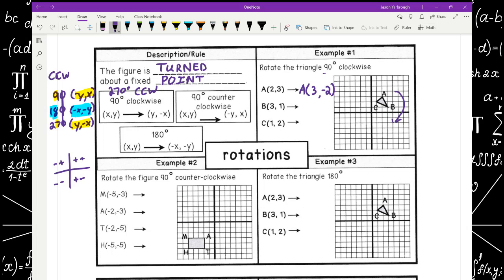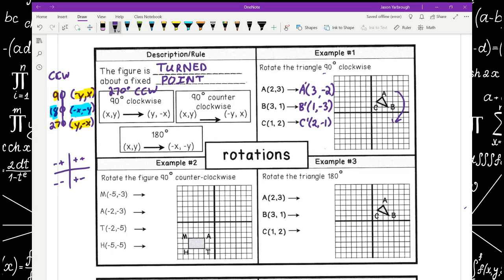Right, for B prime, B also is going to move into quadrant number 4, which means it's going to be positive, negative. And since it's 90 degrees, we switch the x and the y, so the 1 stays there, and the 3 moves to the back and becomes negative. For C, it again is going to move into quadrant 4, so we switch, 2 moves to the front, 1 moves to the back, and becomes negative.